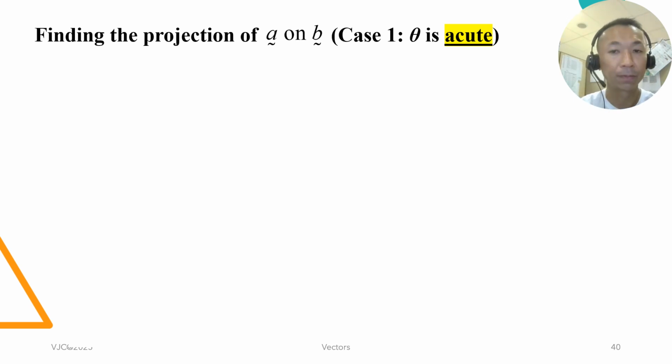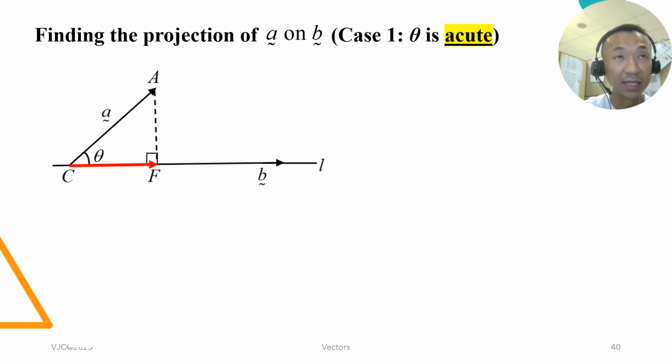Let's break it into two cases. One, theta is acute. What do I mean by theta is acute? It means this. I have a vector A, and I want to find the projection of A on B, where theta, the angle between A and B, is acute. I break it up first. I assume theta is acute. Later, I'll deal with the case where theta is obtuse. Now, if theta is acute, this is exactly how the diagram will look.